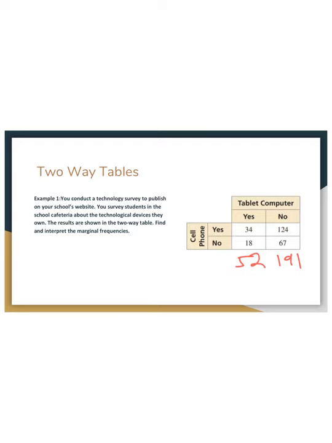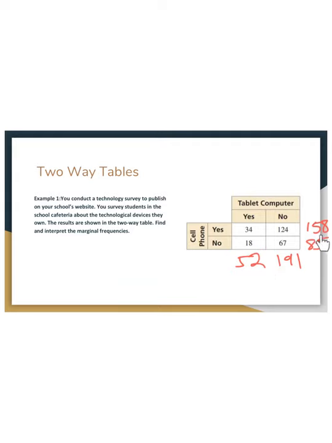Looking at my rows, that is those who have a cell phone or don't. So to figure out the total number of students who have a cell phone, I'm going to add my 34 and my 124 together and end up getting 158. And then for those who do not have a cell phone, I'm going to add 18 and 67 together to get 85.